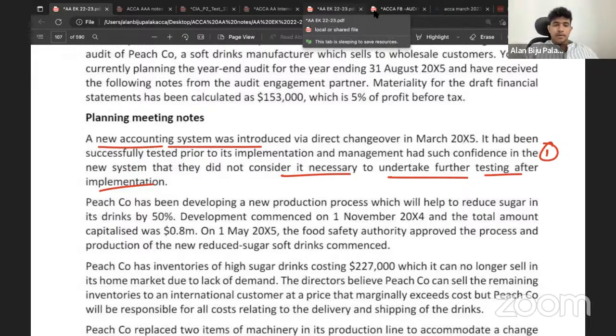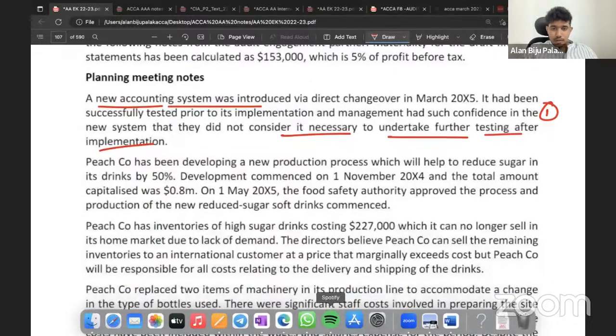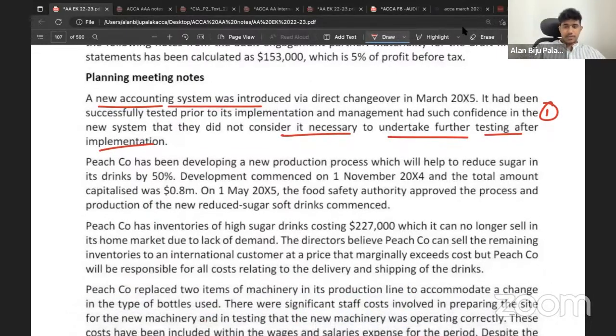Okay, then what else is the issue? Development cost capitalized. How much of the development expense is capitalized? 0.8. Yes, the whole amount, 0.8 million capitalized. So what will be the risk in that case?